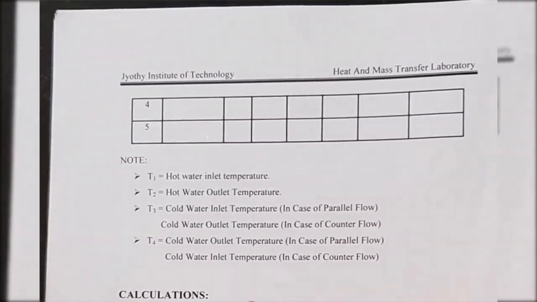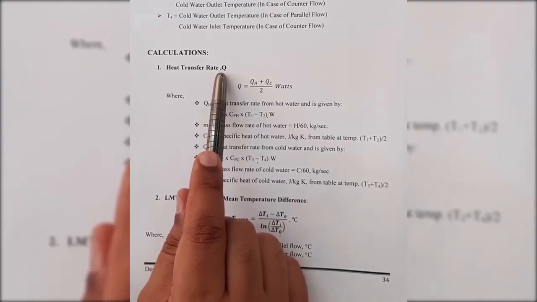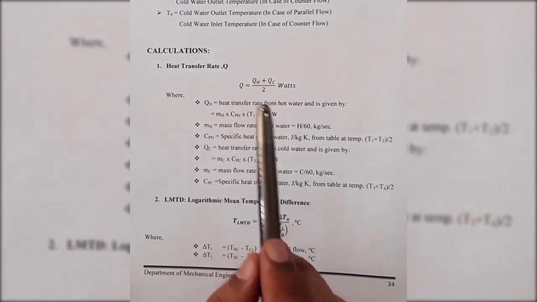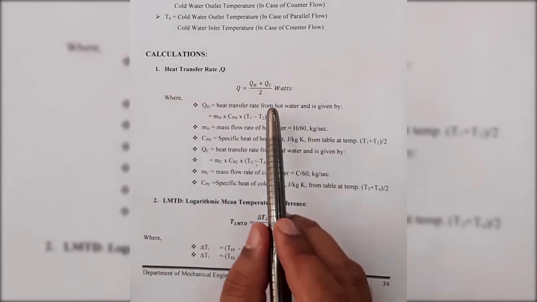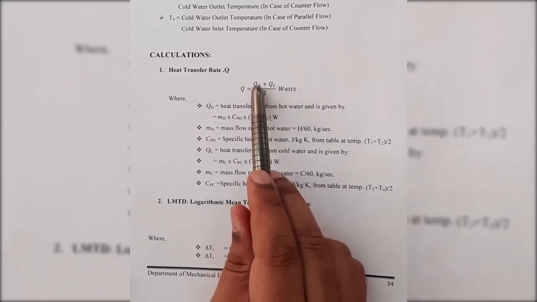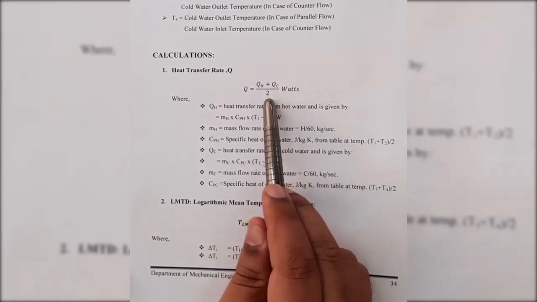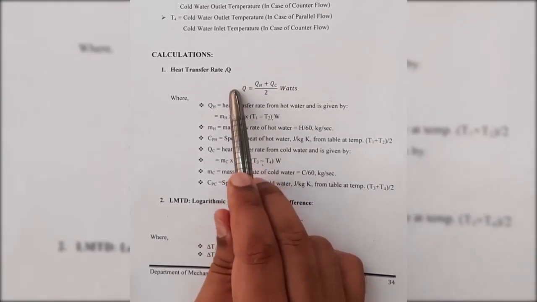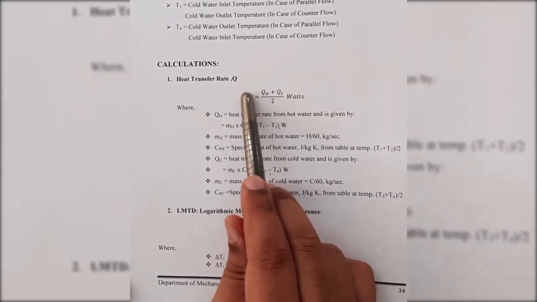So this is the calculation, friends. Q you are supposed to find out. That is the net amount of heat transfer that takes place. That is Q equals QH plus QC divided by 2, in watts. That is the heat transfer. How many watts of heat transfer is taking place.